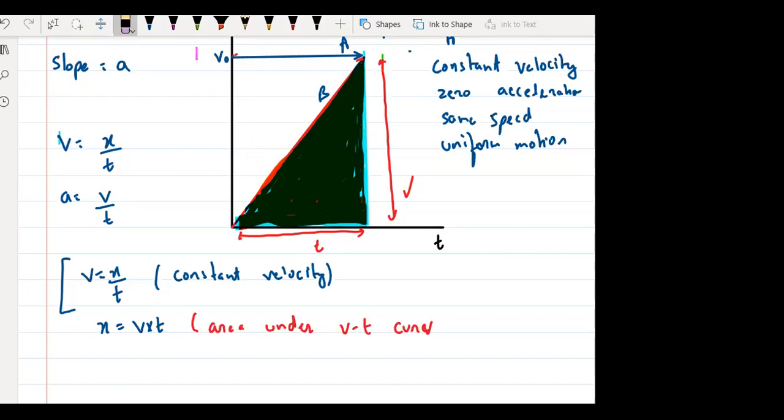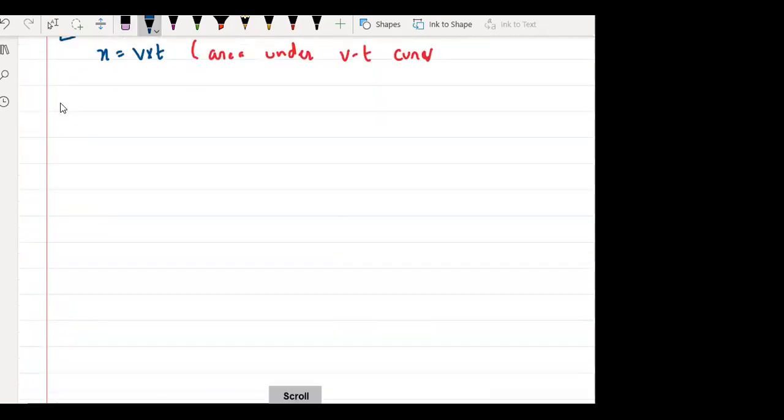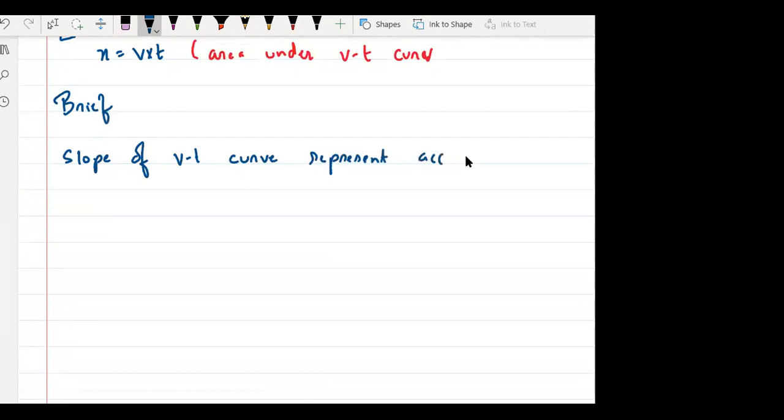Chalo, okay. So in general, I can say, sir, we have two things in VT curve, right? So in brief, the slope of the VT curve represents acceleration. Right? And second, the area under the VT curve represents displacement.